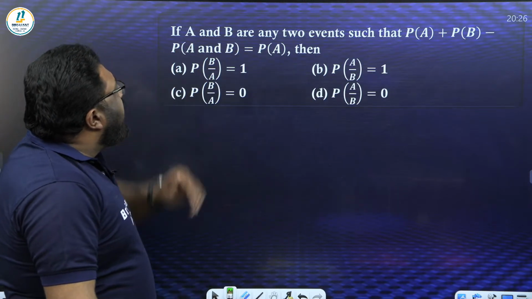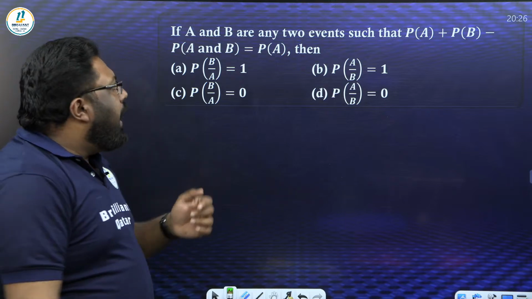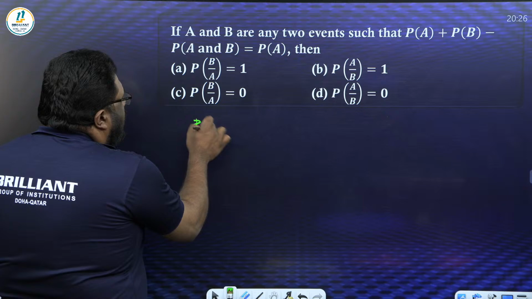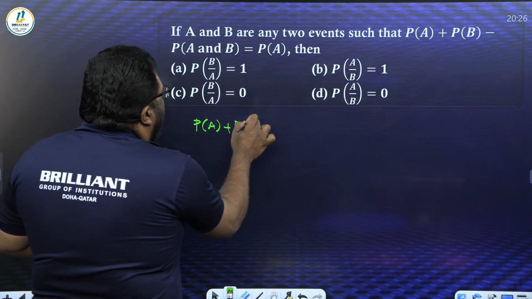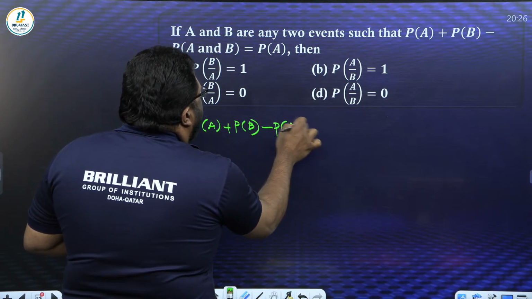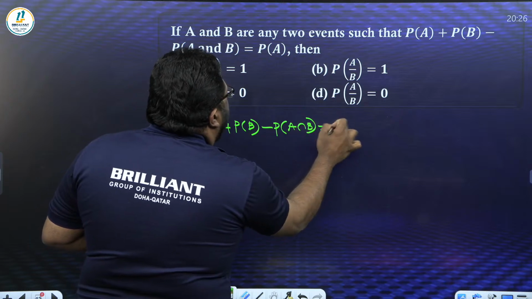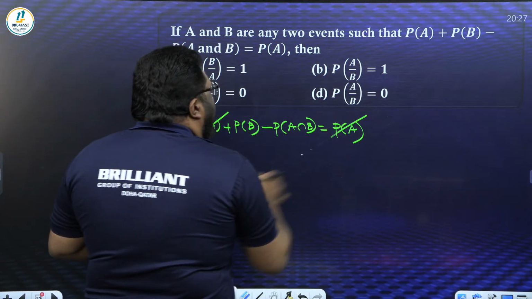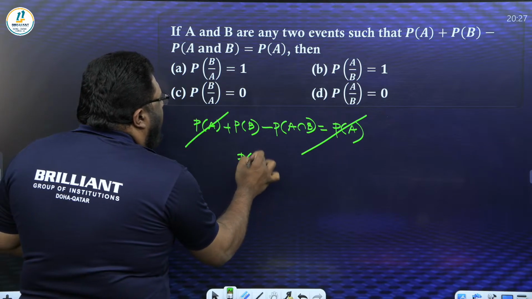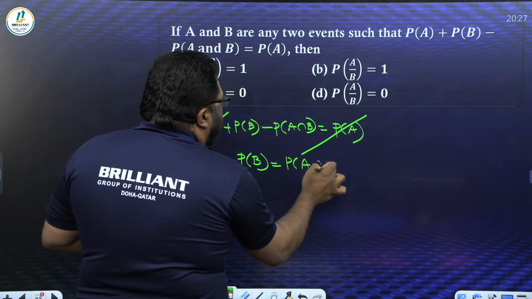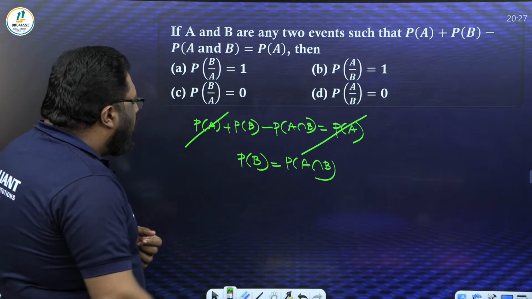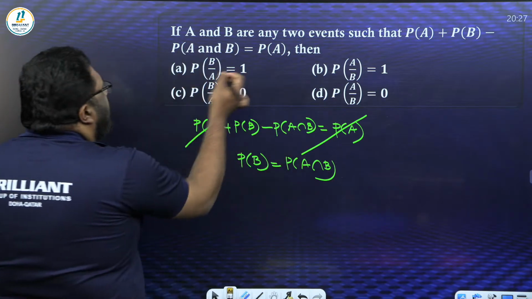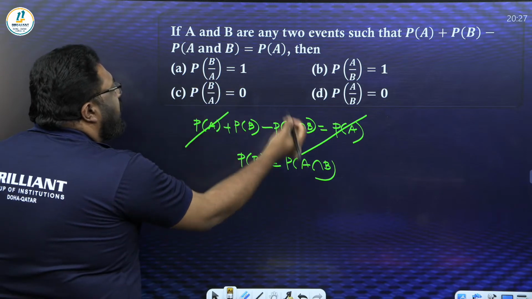Okay. If A and B are any two events such that P of A plus P of B minus P of A intersection B, they're making it easy for us, is equal to P of A. So from this, very simple, take out P of A on both sides. I get P of B equal to P of A intersection B. They are asking about the relation between P of B by A and P of A by B.